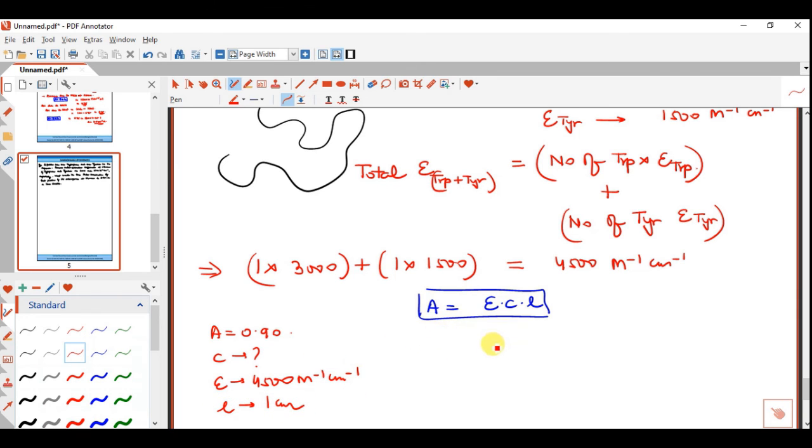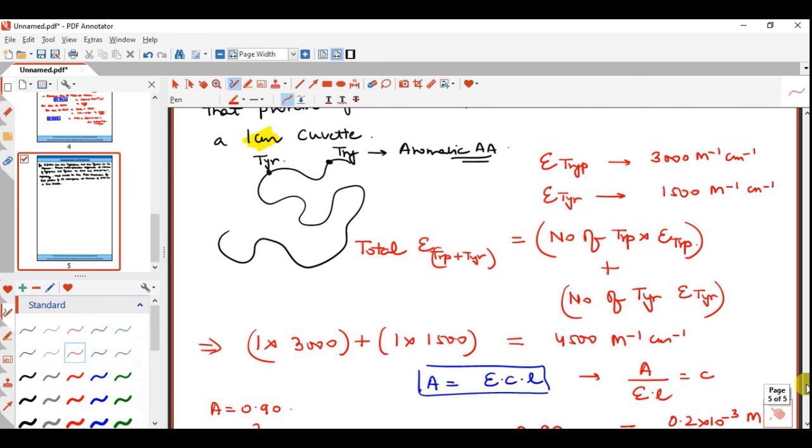Just put these values in the formula. So if I want to calculate the concentration, A divided by epsilon into L would be equal to the concentration. So this would be 0.90 divided by epsilon, which is 4500, into length, which is 1 centimeter. If you calculate this, you would get 0.2 into 10 to the power minus 3 molar. So this is the concentration.